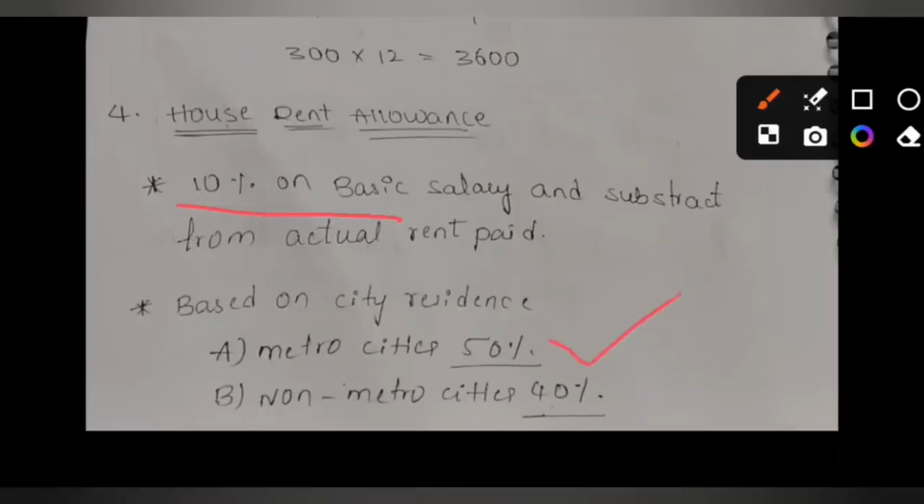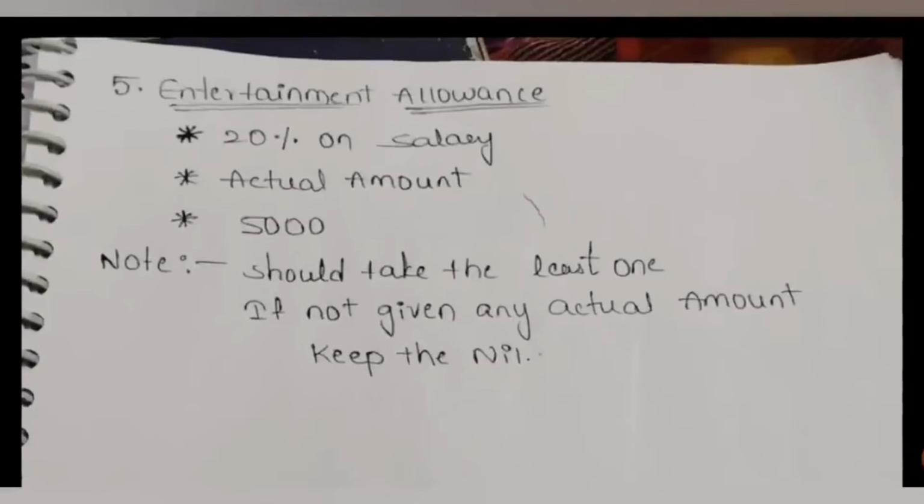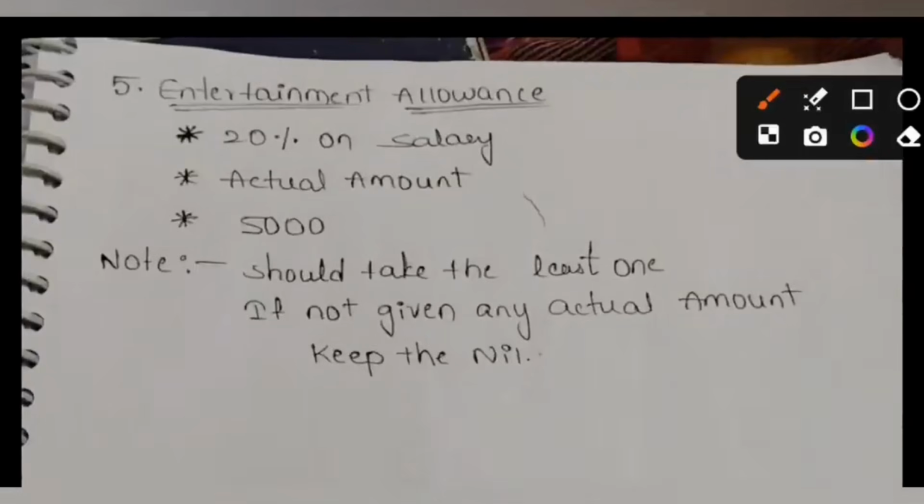Second one: if it is a metro city, it is 50% of salary, and we need to take it. If not, it is 40% of the salary, and we need to keep it at the least amount. And the last point you need to remember is entertainment allowance. If a person is a government employee, you need to take this one. Just now we have discussed.